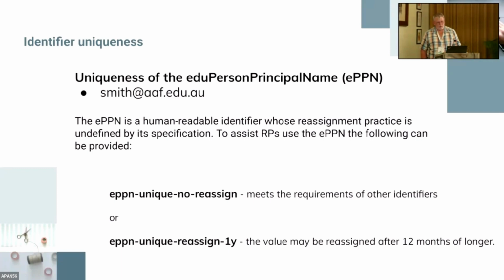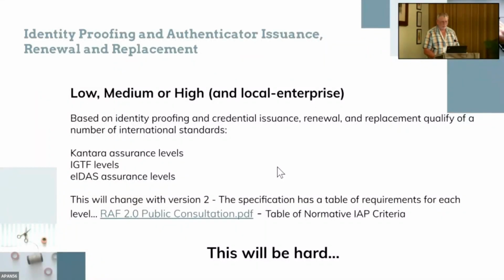The other option is that it can be unique, but reassigned after 1 year's grace. So if I leave the AAF today, my username can't be reassigned to anybody for 1 year. After a year, they can do what they like with it. We're trying to avoid that because that gets messy and it makes it harder for the service providers to deal with. So as I said, we're trying to aim for all of our IDPs to have an EPPN that is unique and never reassigned. And most of our universities are complying with that. I think there's only one that's a bit of a pain, but we shall move on.